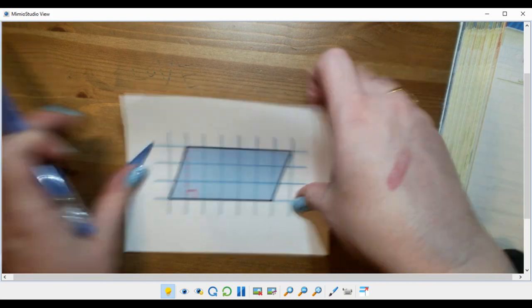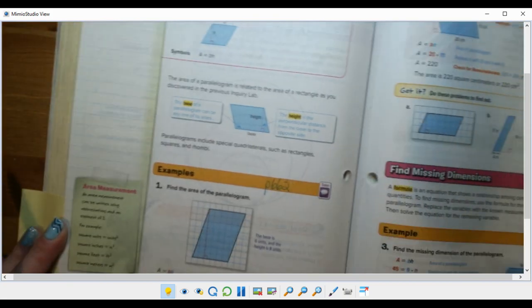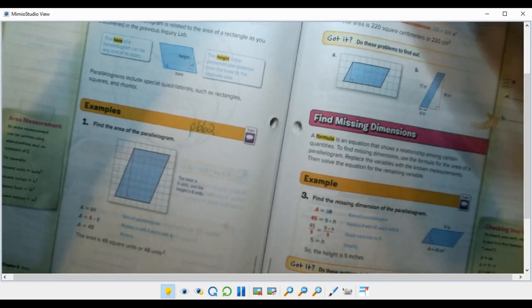Okay, let's look at this with some other problems in the textbook. I'm going to be on page 662. Look at the example down at the bottom.